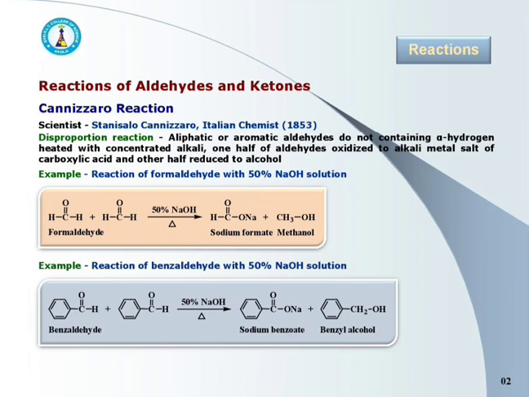First, the Cannizzaro reaction. Aliphatic or aromatic aldehydes that do not contain alpha hydrogen, when heated with concentrated alkali, undergo a disproportionation reaction. One half of the aldehyde is oxidized to the alkali metal salt of a carboxylic acid and the other half is reduced to an alcohol.